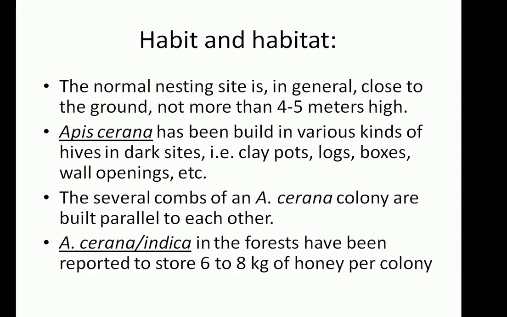Habitat: the normal site of these bees is close to the ground, and sometimes it may be 4 to 5 meters high. Apis cerana uses various kinds of hives, such as clay pots, logs, boxes and open walls, and in that area Apis cerana can live very well. In several forms of the Apis cerana colony, the combs are parallel to each other. In the forest, about 6 to 8 kg of honey has been reported from the colony.